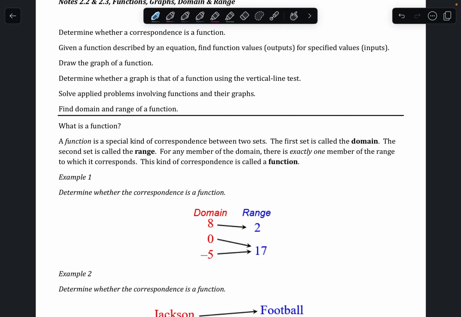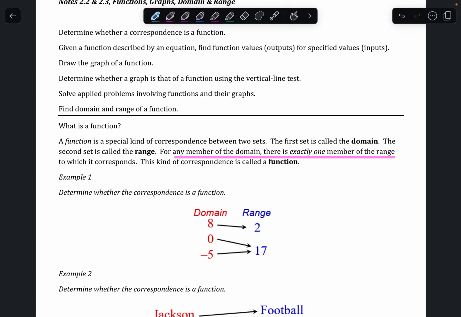We call the first set the domain, which is like your x's, starting point, independent variables. The second set we usually refer to as the range, which is your y values or your dependent variables. And the key to be a function is that any member of the domain can have exactly one member of the range to which it corresponds. If they have that relationship, then we can define it as a function.